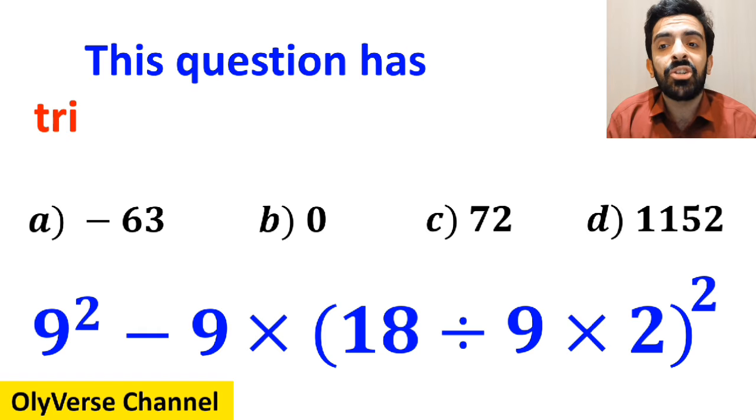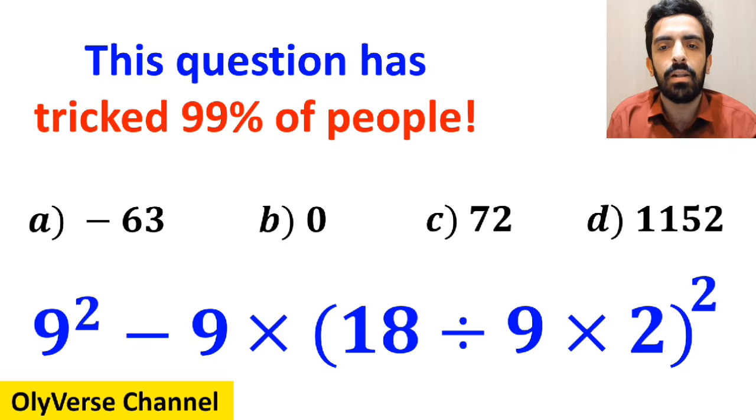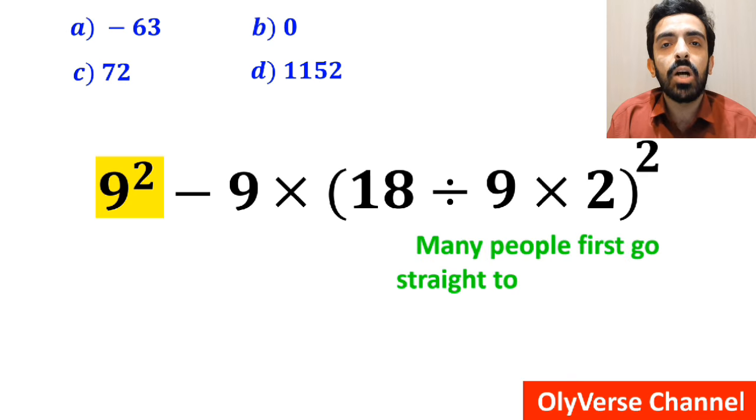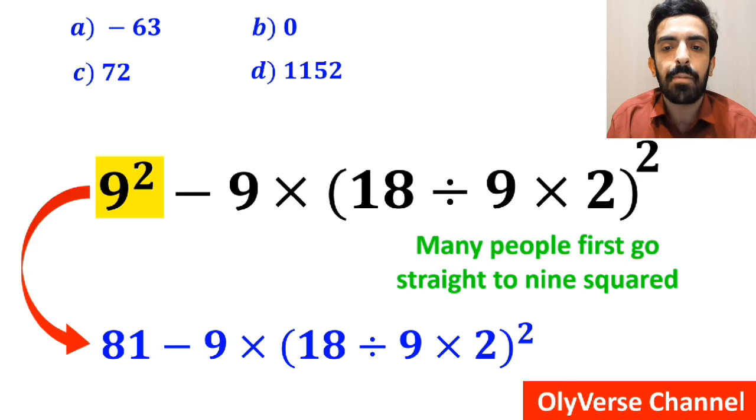This expression has tricked 99% of people. Let's go step by step and solve it together. To solve this question, many people first go straight to 9 squared and they simplify this expression to 81 minus 9 multiplied by (18 divided by 9 times 2) all squared.